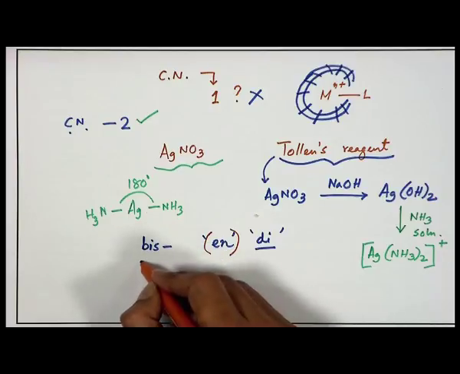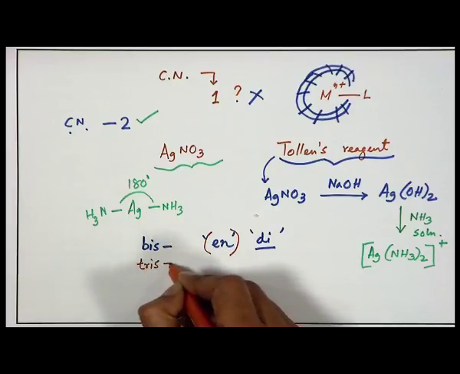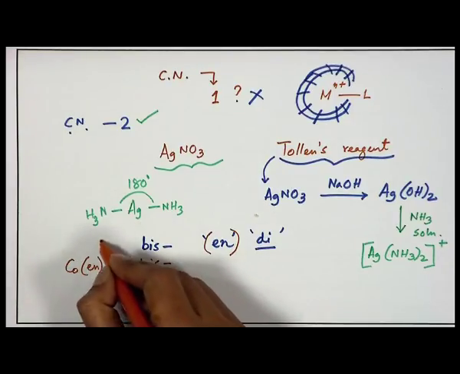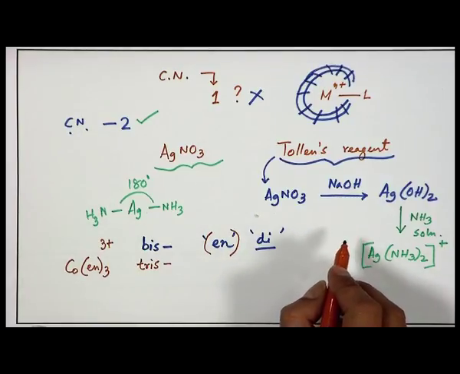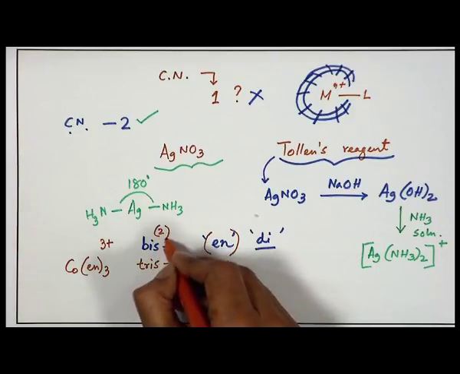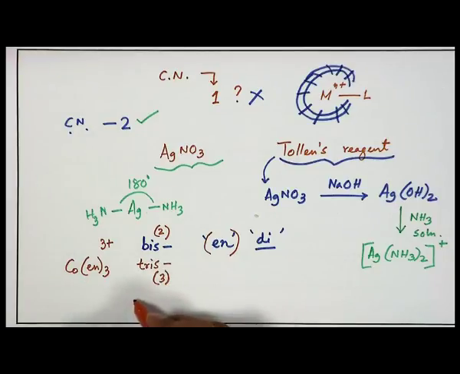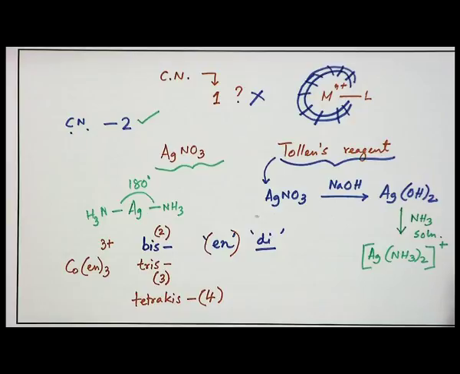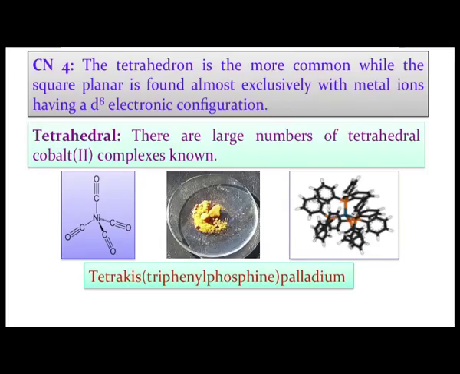Then similarly, if we have 3 such species like that, we just now have seen tris ethylene diamine cobalt 3, which is a tris complex. So, bis means we have 2 ligands, tris means we have 3 ligands, then tetrakis will immediately tell us, if we know the number, that it has 4 groups of those ligands surrounding this particular center. So, tetrakis triphenyl phosphine palladium.